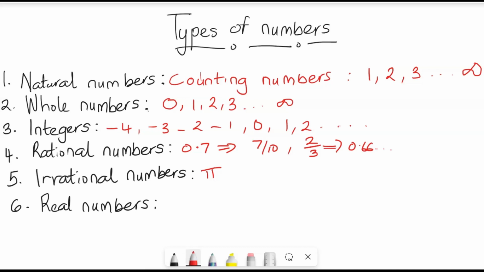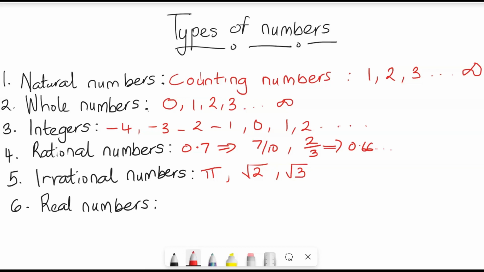So an example of your irrational number is pi, or the square root of prime numbers like 2, the square root of 3, and so on. All of these numbers, they have non-terminating, non-recurring decimals.